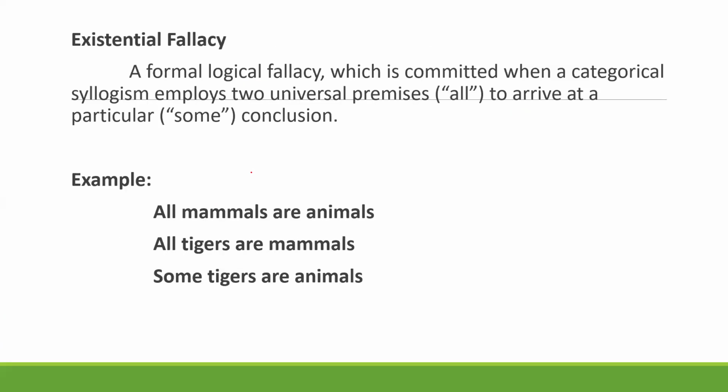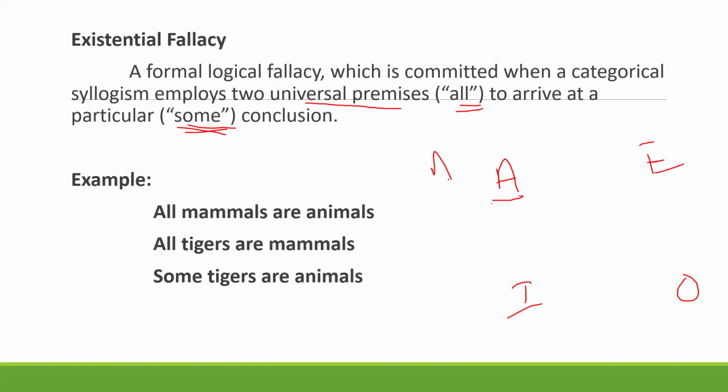Okay, that's the last one, existential fallacy. The formal logical fallacy which is committed when a categorical syllogism employs two universal premises and arrives at a particular conclusion. Means what? Universal premises, this is called A, this is called E. All universal premises and arrive at a particular; this is A, E, I, O.